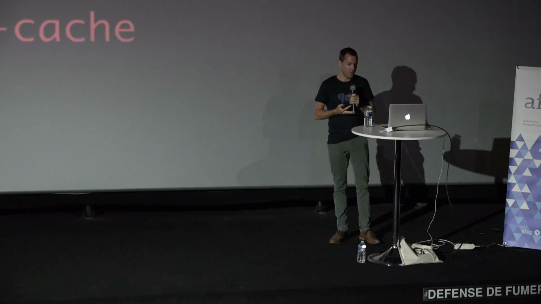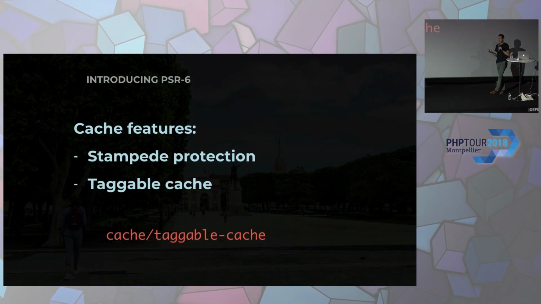Another feature you can add to a caching layer is tagging. I don't know, with the light, it's pretty hard to read, right? This orange part. Is it readable? Okay. So there's a library called cache/taggable-cache, and it allows you to add tags to cache items. So a cache item might get a tag, for example, category 1.